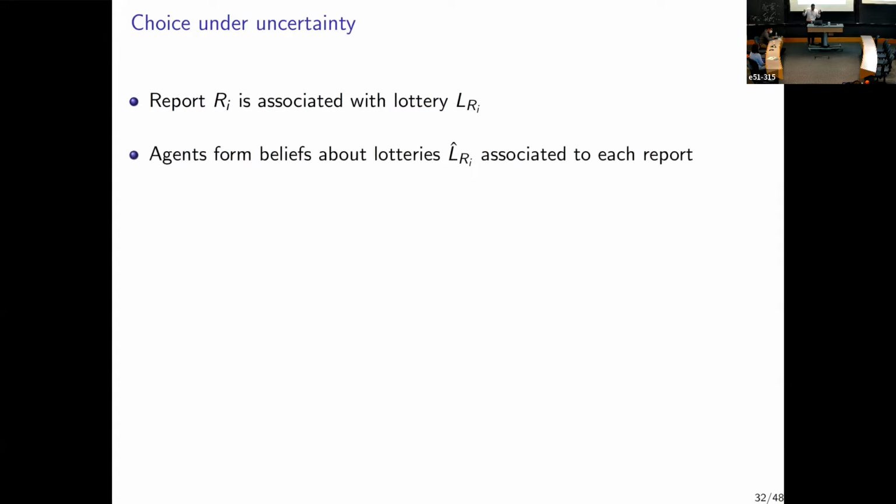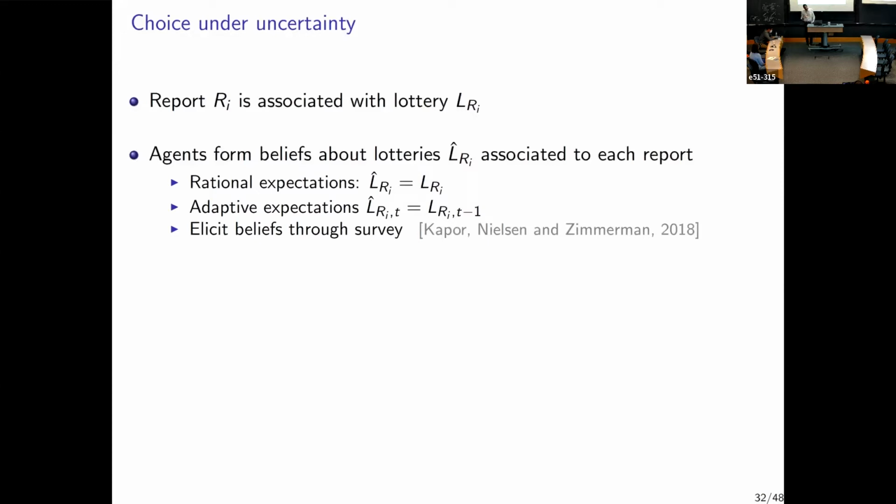So each report, I can think of not only as a list of schools, but also as giving me a vector of probabilities, so it's a lottery in the standard framework of choice under uncertainty. Now agents are going to have to form beliefs, as we talked about yesterday, beliefs about these lotteries, and they're going to use these beliefs to inform their choice under uncertainty. There are several ways you can think about forming these beliefs. One is rational expectations. You think that I have an equilibrium, these individuals have rational expectations, and I'm going to try to figure out what the beliefs would be.